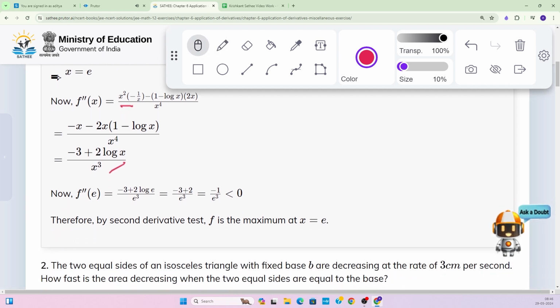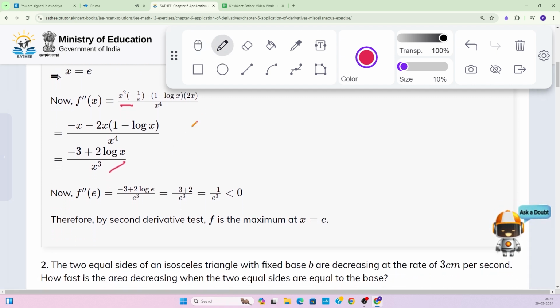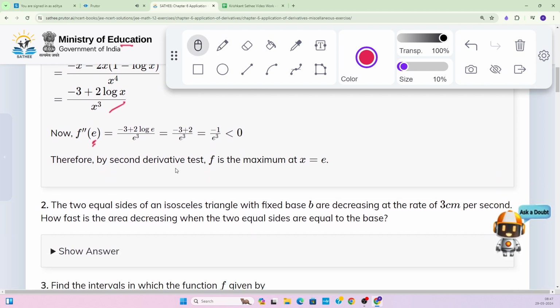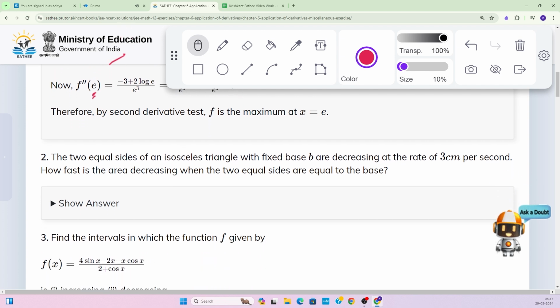Simple. Now, as we know our critical point is e, now put the x value in the second derivative. You will get the second derivative at this point negative. This means, from the second derivative test, you are having the second derivative as negative. This means a local maximum will occur at x = e. I hope it is clear to you.